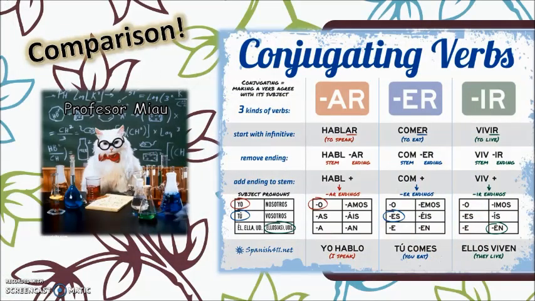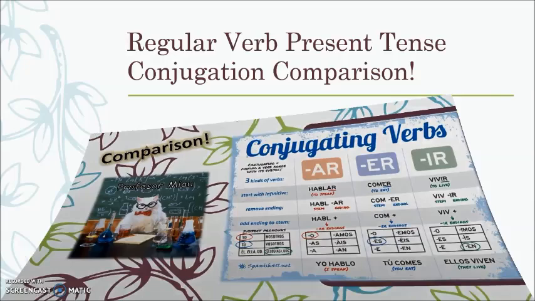Now we're just going to compare the conjugation process and the endings that you put on. So remember, the process is that you take off the infinitive ending, which is AR, ER, and IR. You have to know what your subject is, so you put that on, and then you have a conjugated verb. So for example, yo hablo, tú comes, and ellos viven. We're going to break that down just a little bit more for anybody that needs a thorough review of how to conjugate verbs.